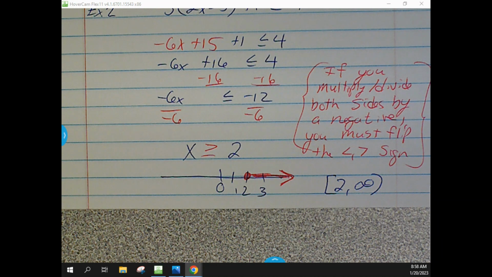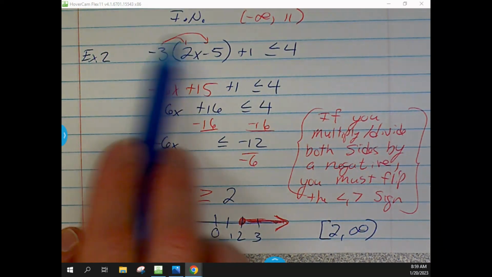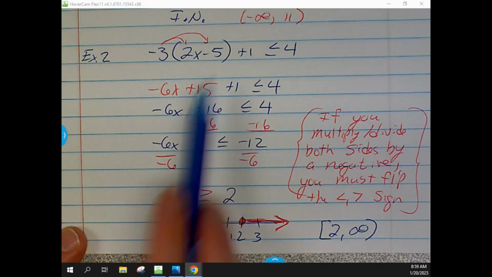Okay, and other than that, you don't have to worry about changing any inequality signs when adding or subtracting. You never do it. Even back up here, we did the distributive property with -3, but it was only on this side, so we didn't have to worry about flipping that inequality sign.